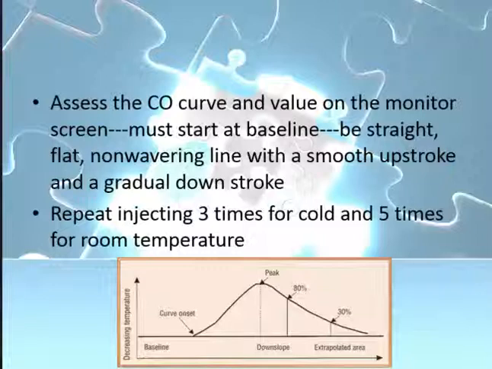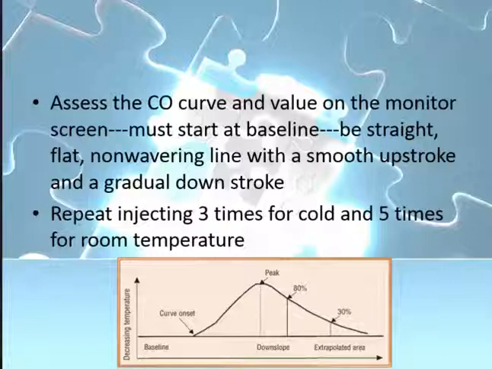So this is a cardiac output curve. The picture is down below, and what you do is assess the cardiac output curve and value on the monitor screen. It must start at baseline. It must be a straight, flat, non-wavering line with a smooth upstroke and a gradual downstroke, like is demonstrated below.